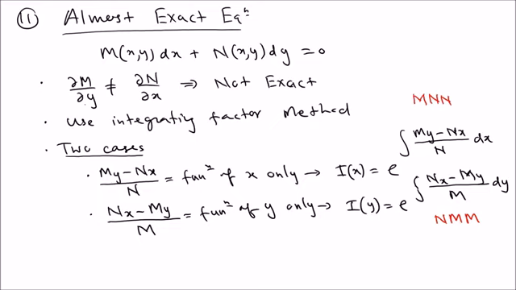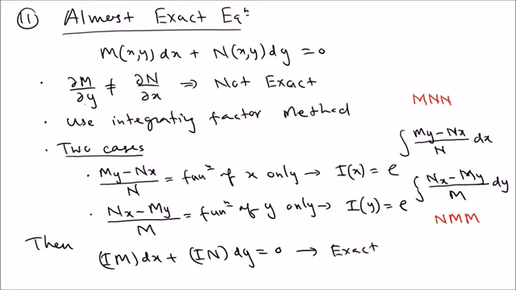Good. And then after you find the integrating factor, the rest of the problem is exactly the same as how we normally solve a problem using integrating factor methods. After that, we're going to multiply by the integrating factor. Then we're going to get I times M dx plus I times N dy. So this is an exact equation, and we're going to follow the exact equation argument. So let's do one example just to see how it works.